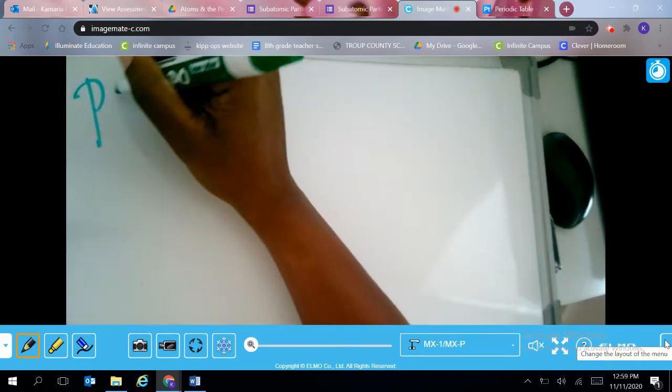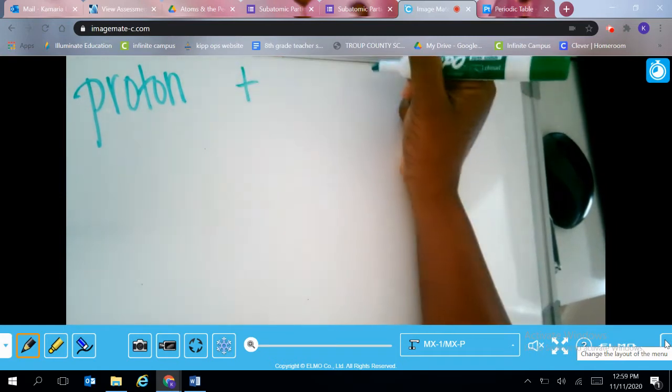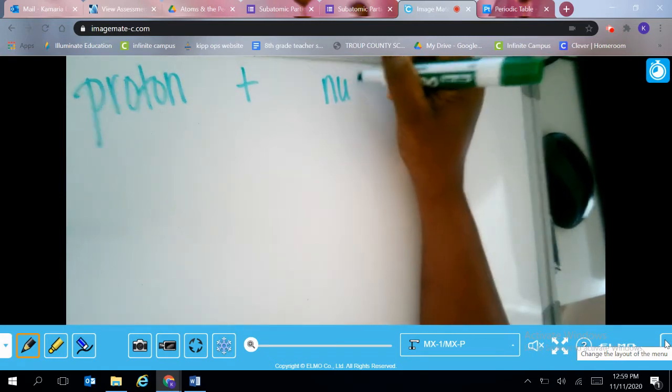All right, y'all. So we are still learning about the atom and subatomic particles, right? So we know that we have three subatomic particles. The first one is a proton, and a proton has a positive charge and it lives inside the nucleus.